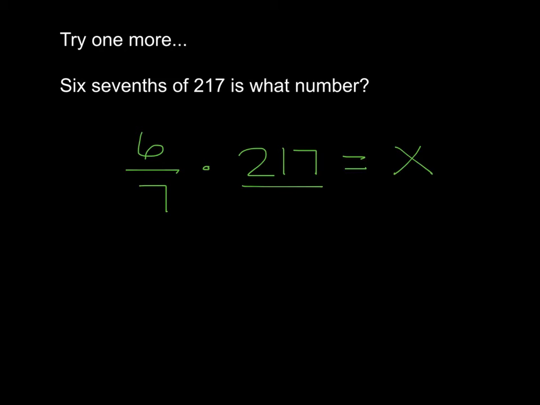Let's put the 217 over 1 and then look for things that'll cancel. 7 will go into 7 one time, and 7 goes into 217 31 times. Now I'll multiply. 6 times 31 is 186. 1 times 1 is 1, so I don't need to write that. Final answer is x equals 186.